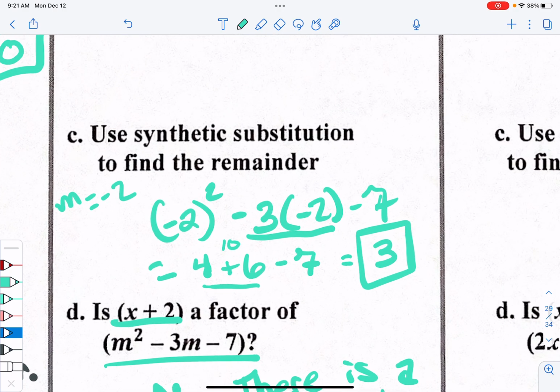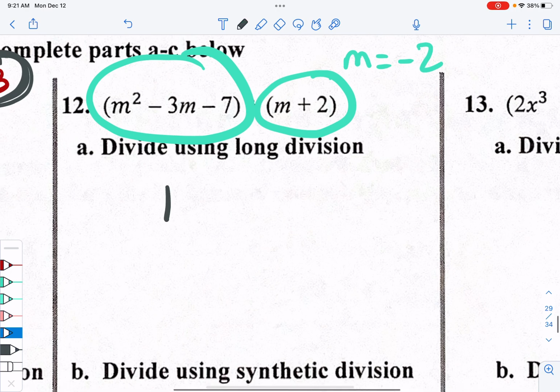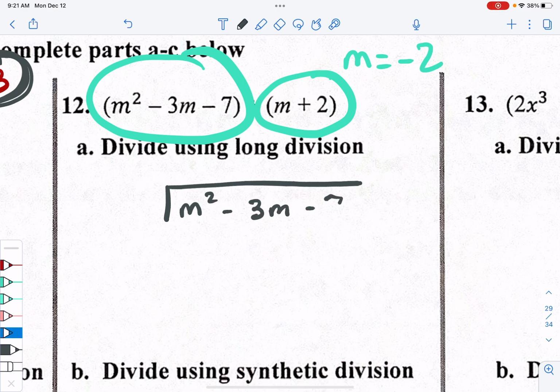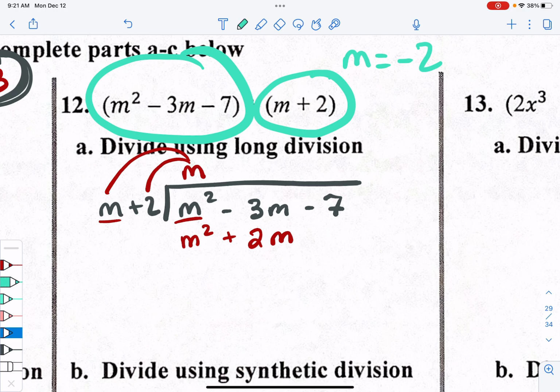Okay, all right, if that was fast, pause. I'm going to go to A, and I'm going to do my long division. Here we go. M squared minus 3m minus 7, and m plus 2 on the outside. Okay, what do we take times m to get m squared? That's just an m, and we multiply it back through. So that becomes m squared plus 2m, and then we flip the sign. Okay, this cancels. Negative 3m plus 2m is negative 1m, and then I drop my minus 7 down.